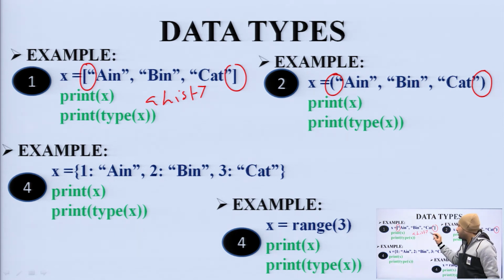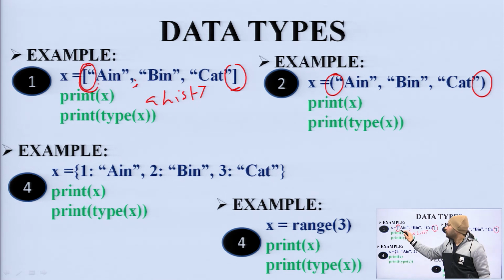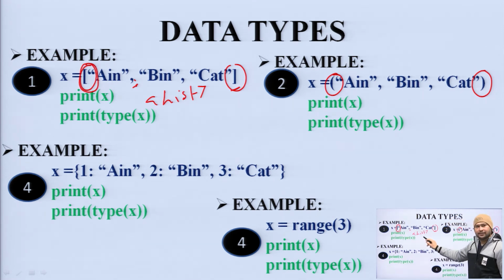It is a square bracket, the rest the elements are separated by the commas. So, there are 2 points. One thing is the type of bracket, and the second one is the separation of the elements by the commas. So, in the first one, the separation of the elements is taking place with the comma, but it is using the square brackets, that is why it is a list. But in the next one, it is using the round brackets. So, here the data type is tuple.